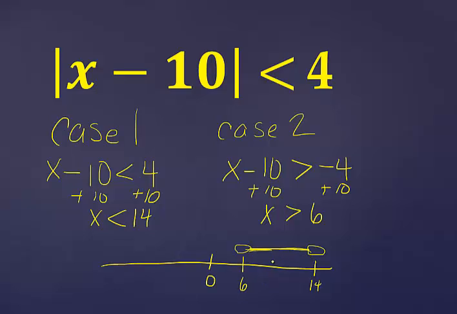And what you want to do is grab an answer to see if you're right. Let's pick 10, because that would be part of our solution set. If I plugged a 10 in for x, 10 minus 10 is 0, the absolute value of 0 is 0, and that answer 0 is less than 4. That's how you solve absolute value inequalities.